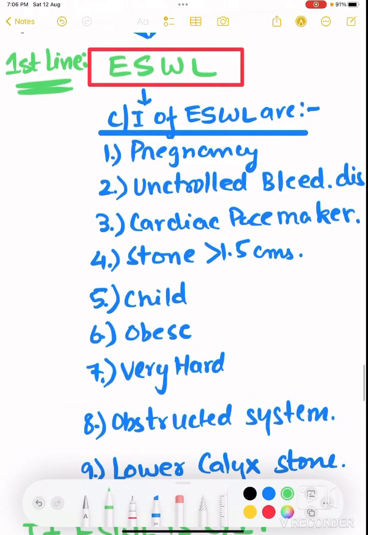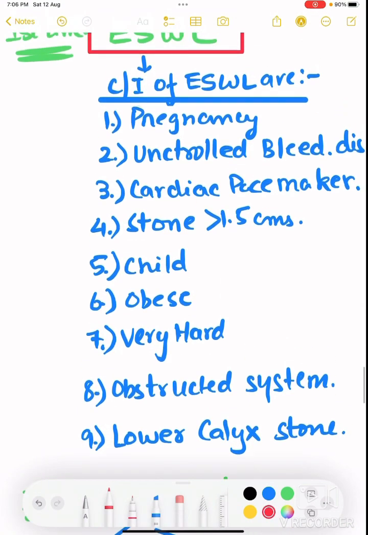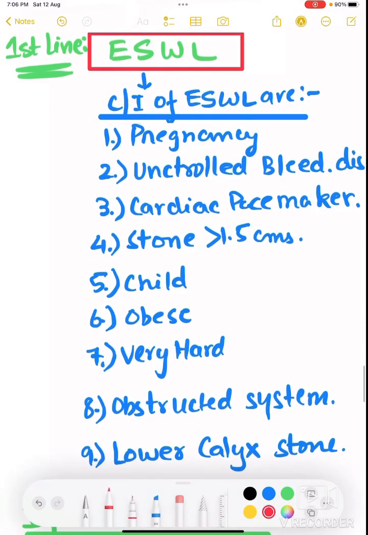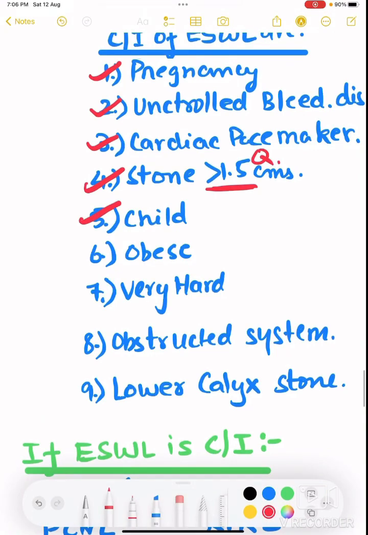So what are the contraindications of extracorporeal shock wave lithotripsy? We already discussed what ESWL is. So what are the contraindications? You cannot give shock waves in pregnancy, in uncontrolled bleeding disorders, if the patient has a cardiac pacemaker, if the stone size is more than 1.5 centimeter, if it is a child, obese, or a very hard stone, for example, cystine stones, right? Very important. In cystine stone, ESWL is contraindicated, already discussed.